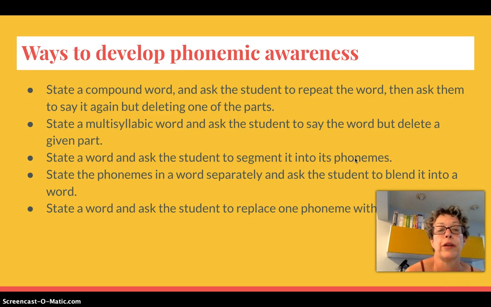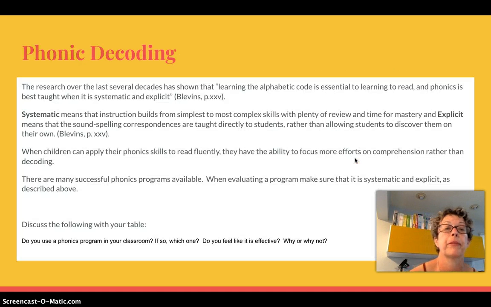You state a word and ask the student to segment it into phonemes, say cat, and now say the sounds in cat, or you state the phonemes separately, d, ah, g, and ask the student to blend that into a word, or state a word and ask the student to replace one phoneme in the word with another. So if you wanted to say jump, and now change the j into a d, what do you get?